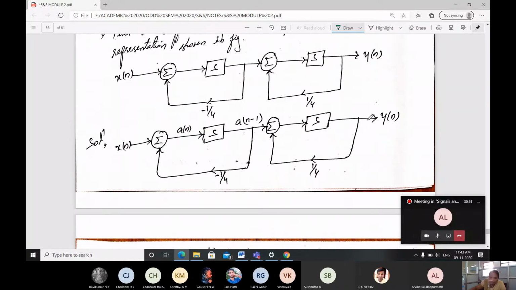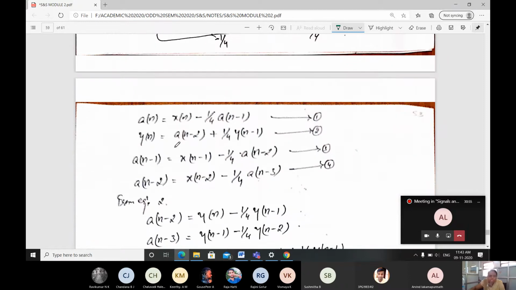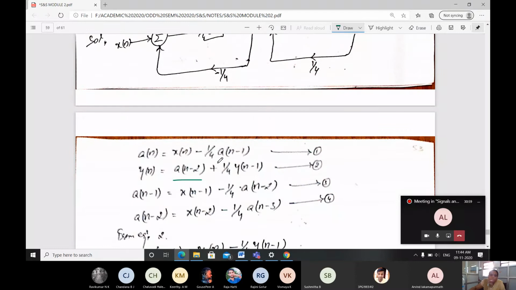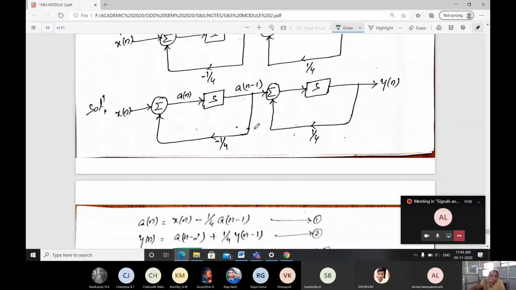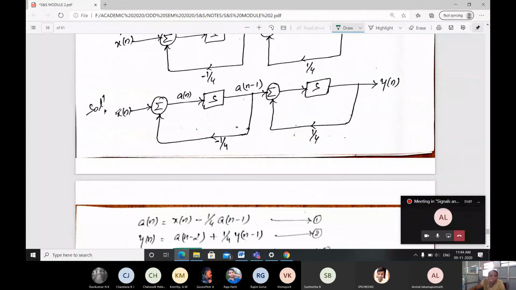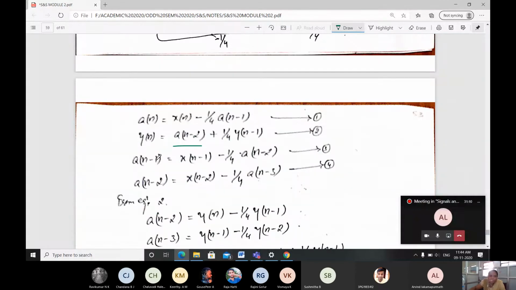Observe here y of n is delayed by one position; we should not take the feedback when I am going to take the first parameter here. After that you go for the feedback. For that reason, 1 by 4 y of n minus 1. Then what is our a of n minus 1? Now I am defining it in terms of x of n. Okay, x of n minus 1 minus 1 by 4 a of n minus 2.